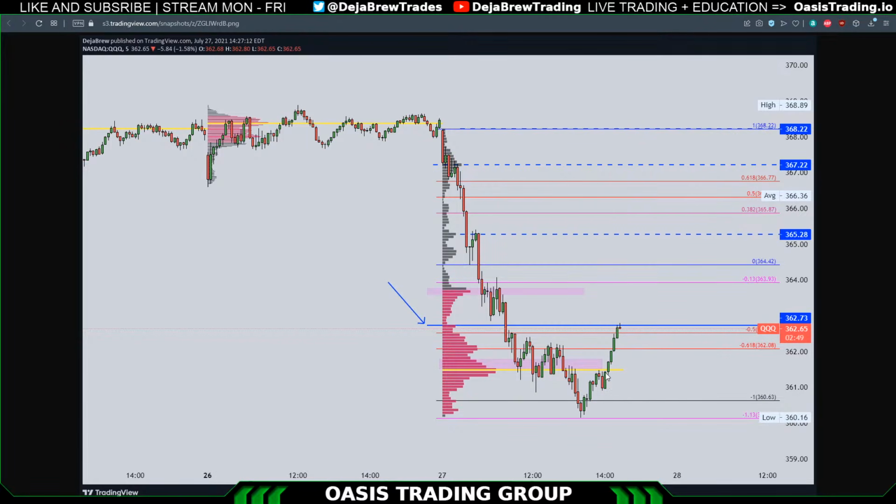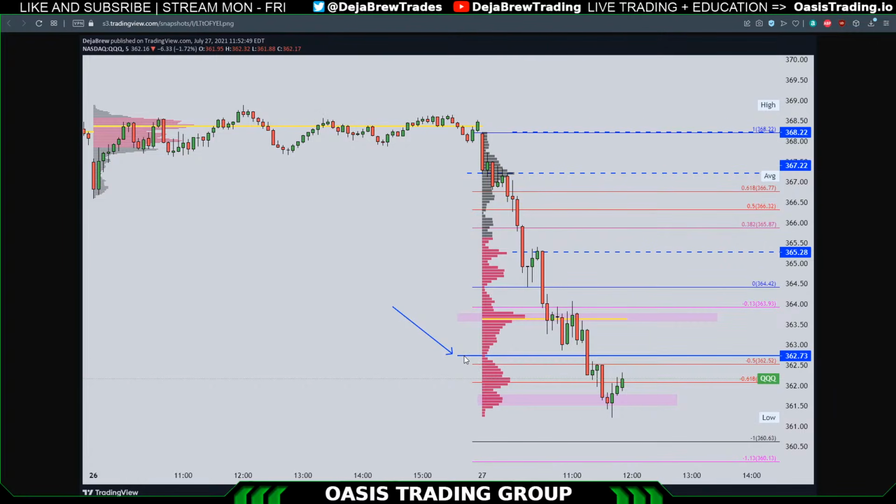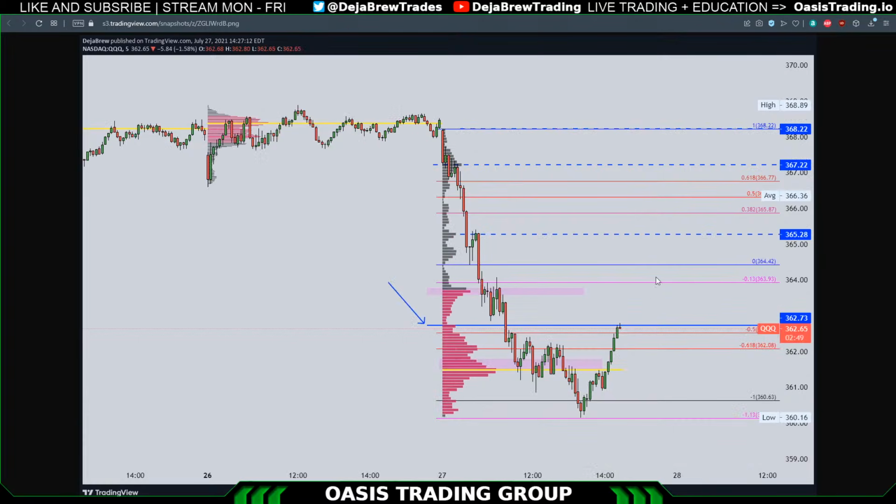But then look at that. Very strong recovery. We broke the POC and that original support node, and look at where it hit. That volume gap that I marked out way back here was finally hit. So these gaps will act like magnets, right? It will suck price into them, and price will either reject it instantly or it will start filling it in. Okay? So if you bought the reclaim of the POC, you would have been targeting the volume gap.